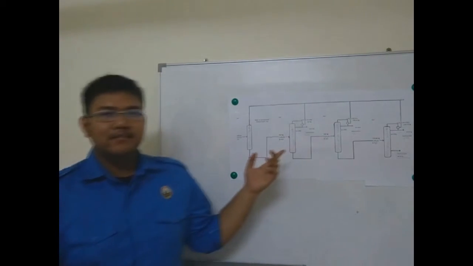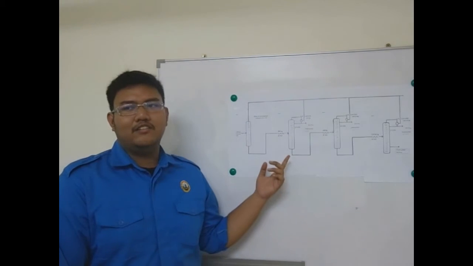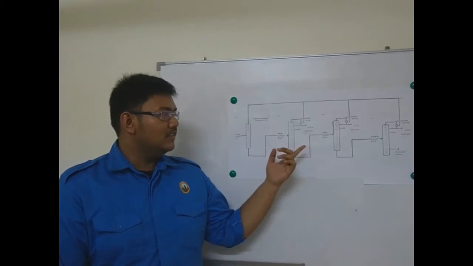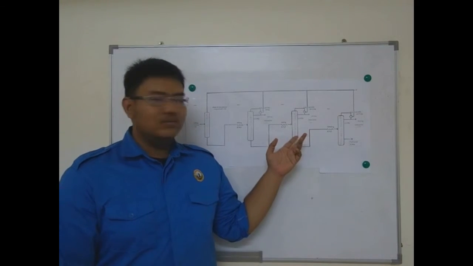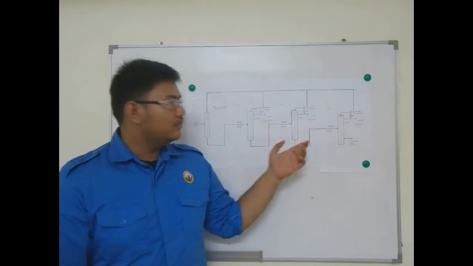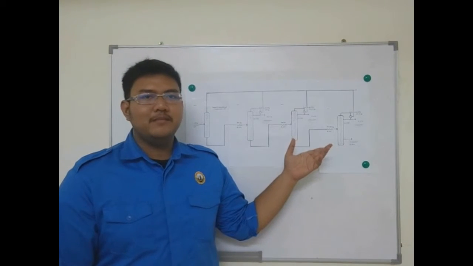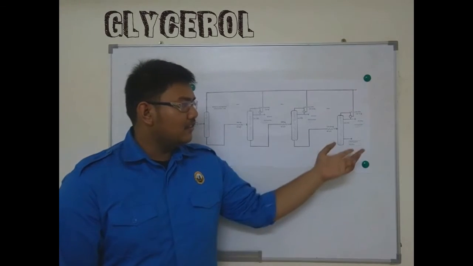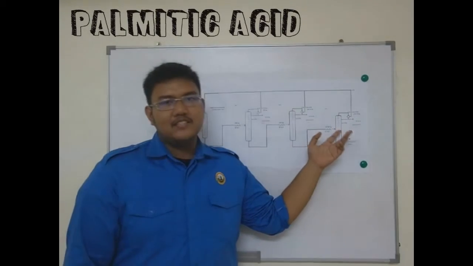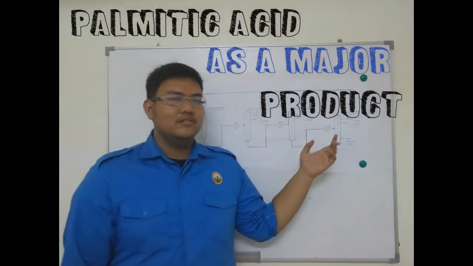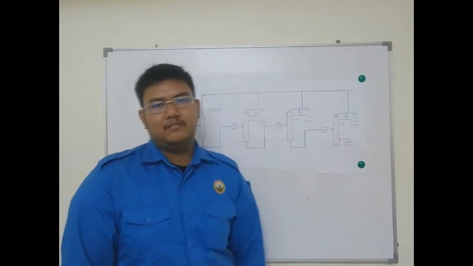So the main product that we need, which is caprylic acid, will enter back the distillation column and go to distillation tower 2. After we obtain caprylic acid from distillation tower 2, the process then proceeds to distillation tower 3. For distillation tower 3, the process might be different, since we have glycerol as a minor product and palmitic acid as a major product. So the major product will be our end product. So that's all from me. Thank you.